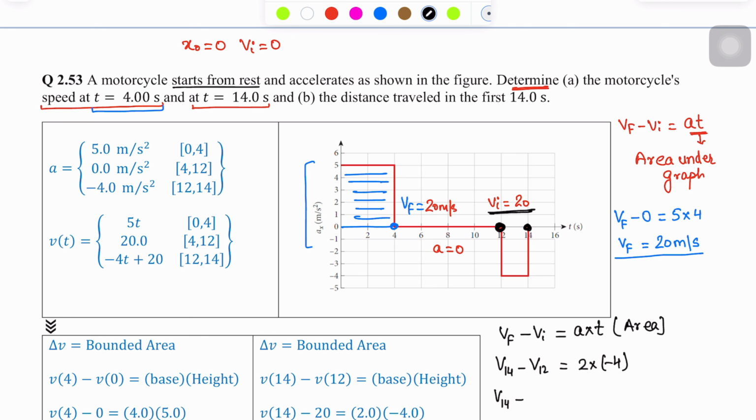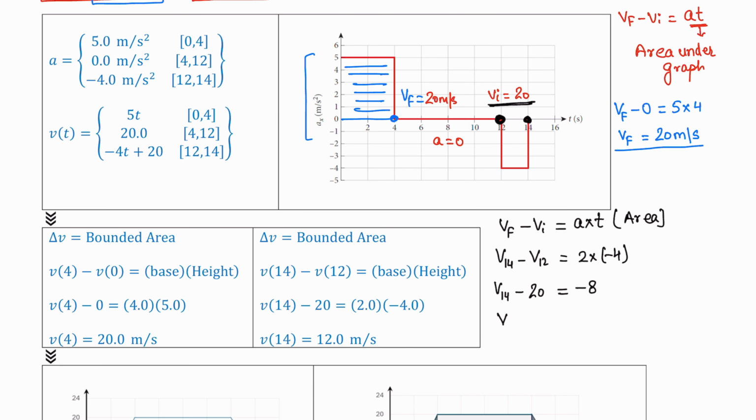I told you, because acceleration is 0, the body, or the motorcycle, is moving with the same speed. So it will be 20 here minus 8. So V14 or V final is equal to negative 8 plus 20, which is equal to plus 12 meter per second.